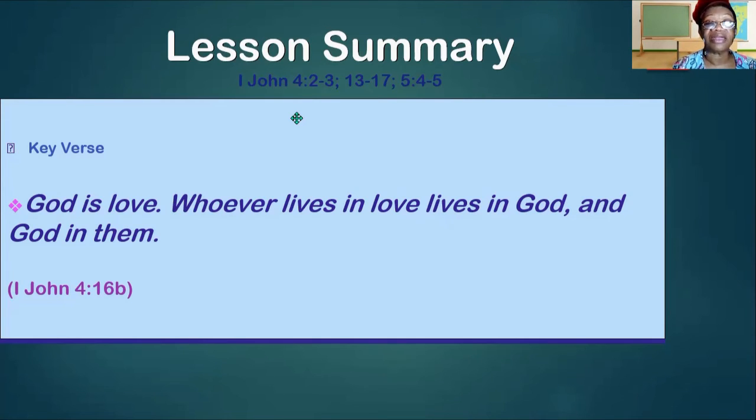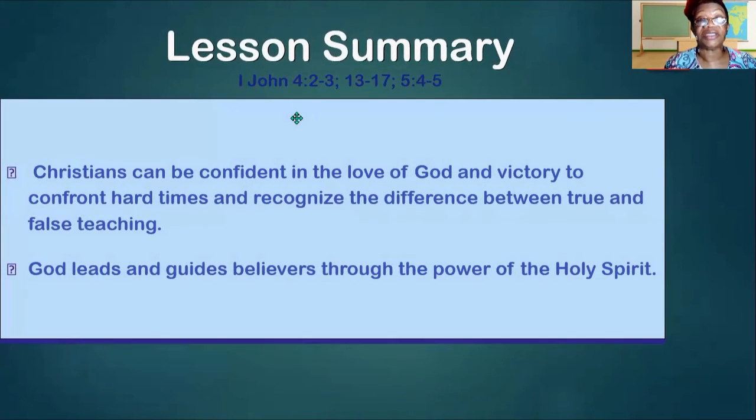Pretty good. Okay. God is love. Whoever lives in love lives in God, and God in them. That's 1 John, the 4th chapter and the 16th verse B. So, Christians can be sure, can be confident, can know that they have the love of God and victory to confront all the hard times. Remember, we talked about sometimes I'm grateful to be going through some hard times because God is preparing me, finds me worthy of some kind of lesson or some kind of task he's preparing me for in the future.